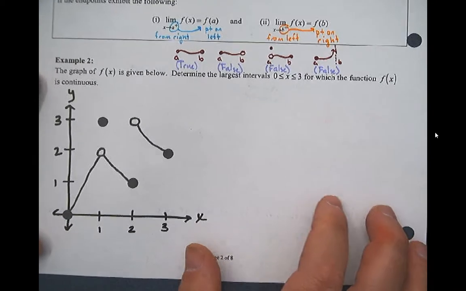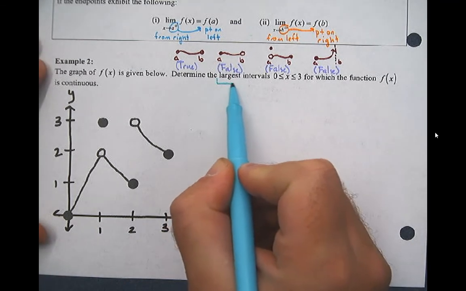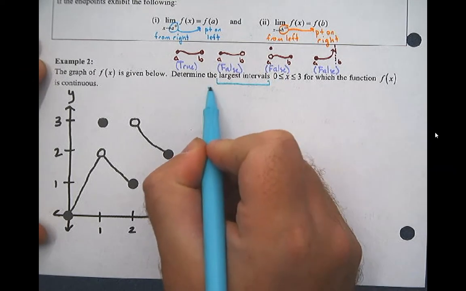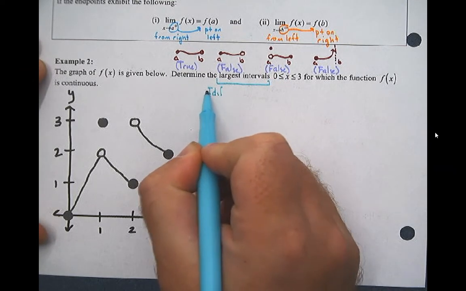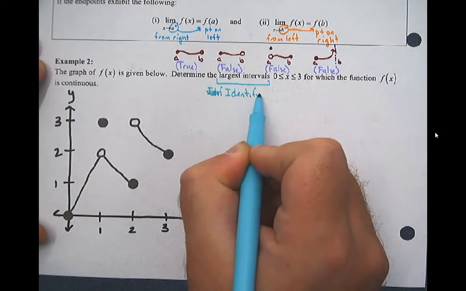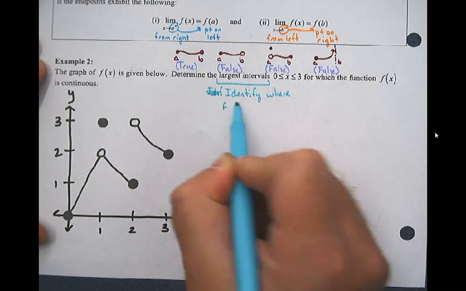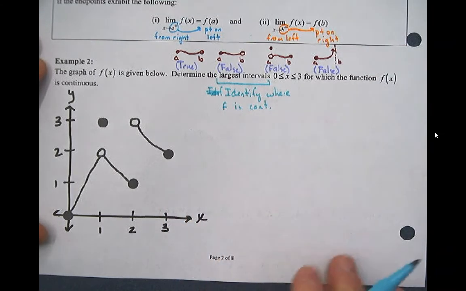Determine the largest intervals from 0 to 3 for which the function is continuous. This is basically saying, this translates into: identify where f is continuous. That's what that's saying.